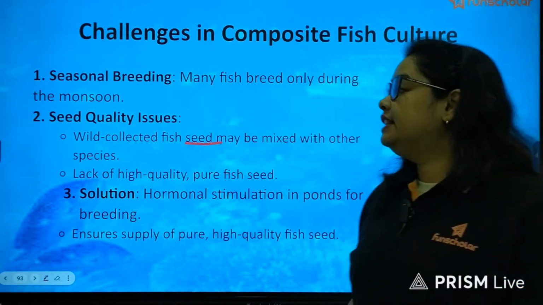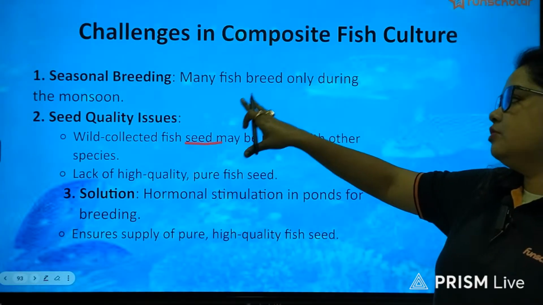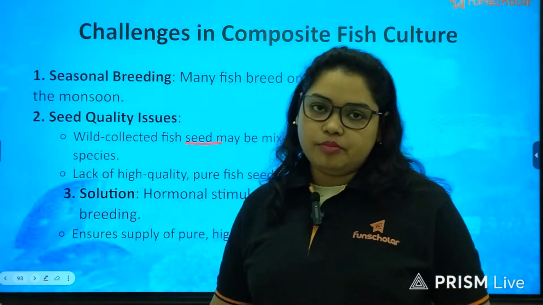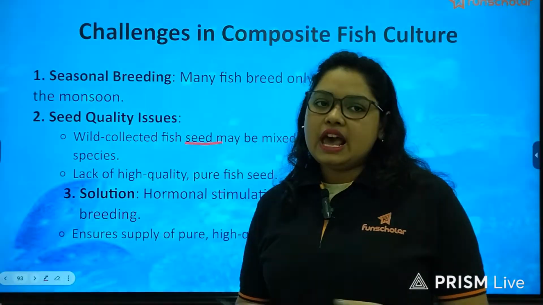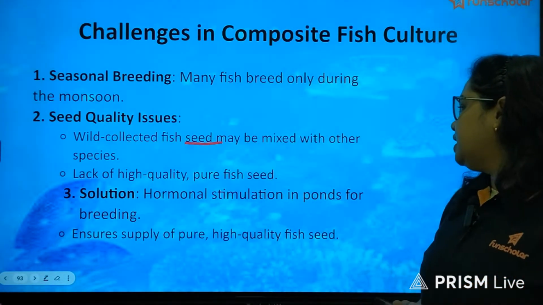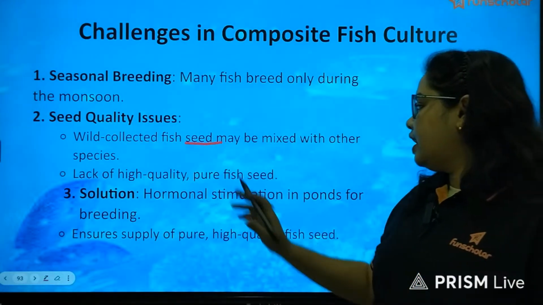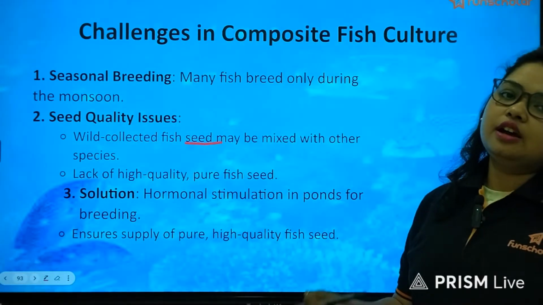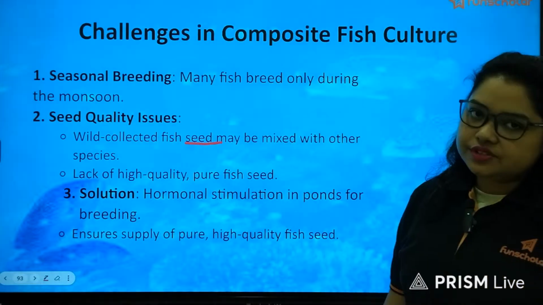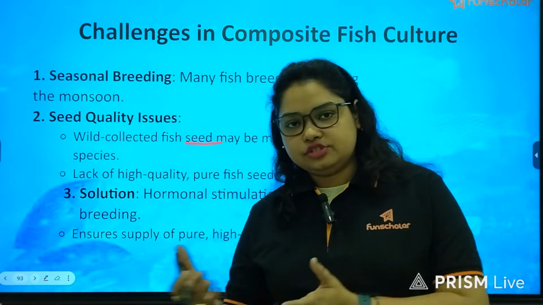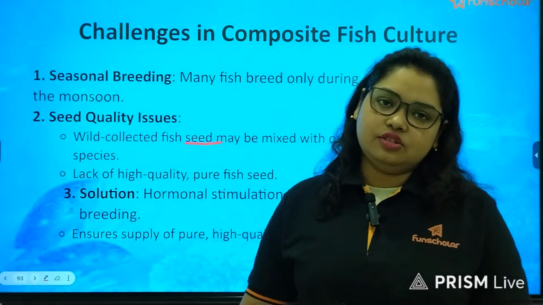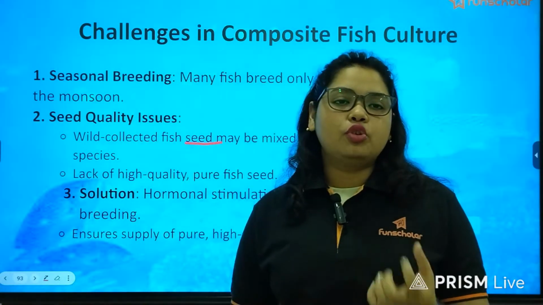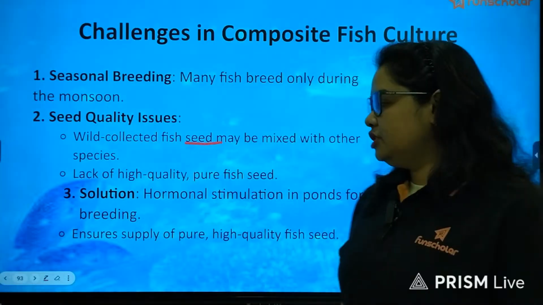And now when the fish breed in the monsoon season, the other breeds that you introduce in the pond will get mixed up. And also there is obviously the probability of lack of high quality pure fish seed, because in the same pond the eggs are mixing up, the seeds are mixing up. So it becomes very difficult, if you are extracting any proportion of the seed or the eggs, to ensure that it is of pure quality or of one kind of species only.